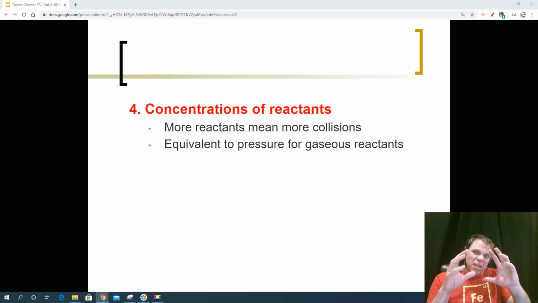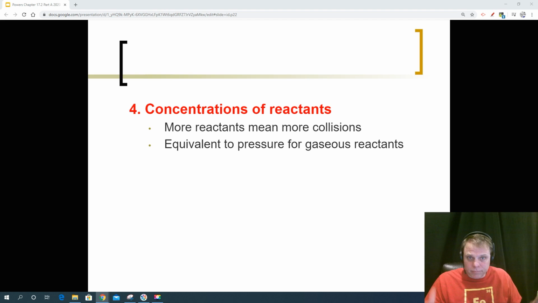and if you're dealing with a gaseous reactant, then if you increase the pressure, then you're going to be increasing the number of collisions as well. Okay, so you could decrease the volume, increase the pressure, and you're going to speed up the rate of reaction also.